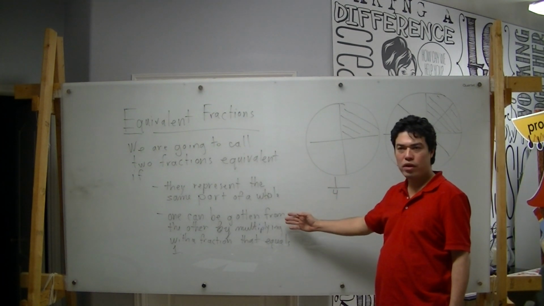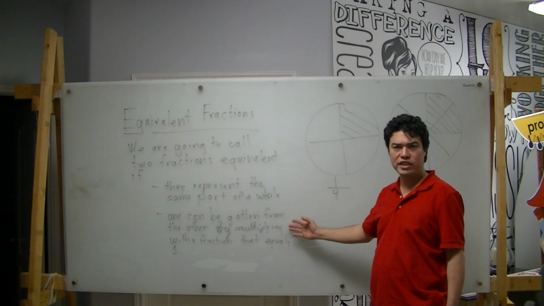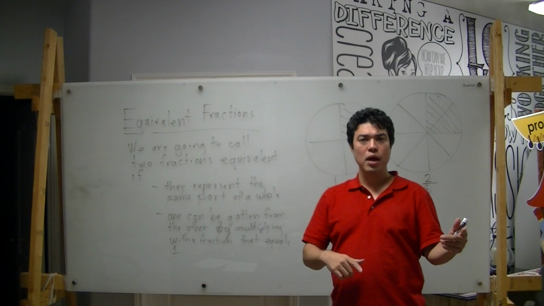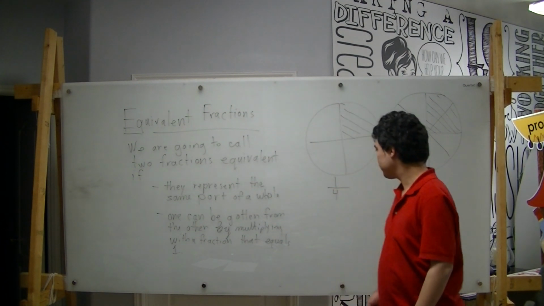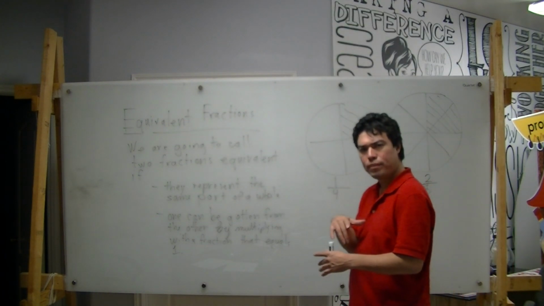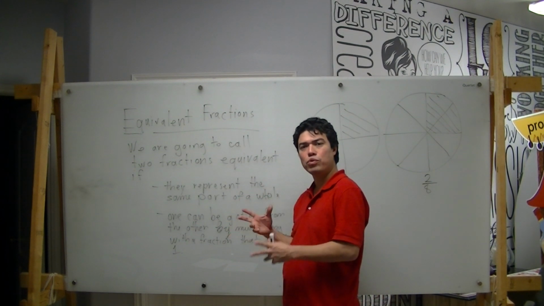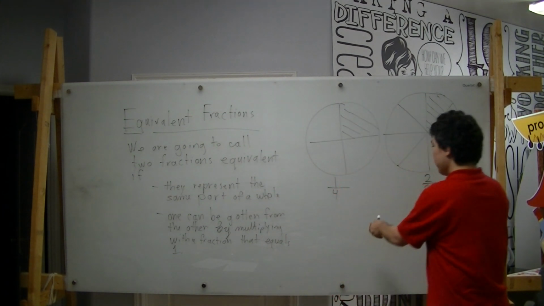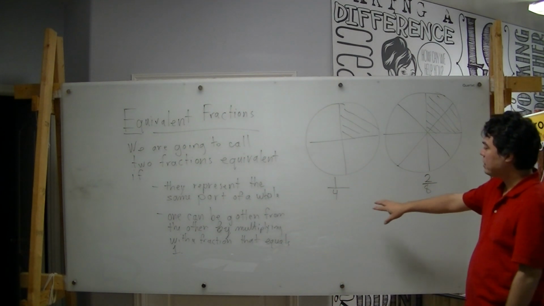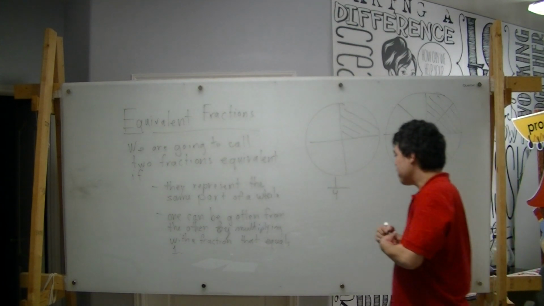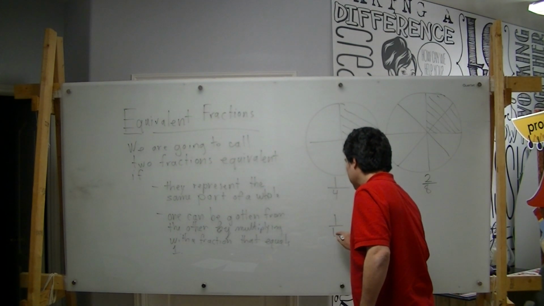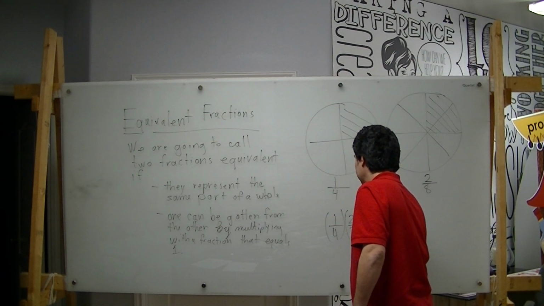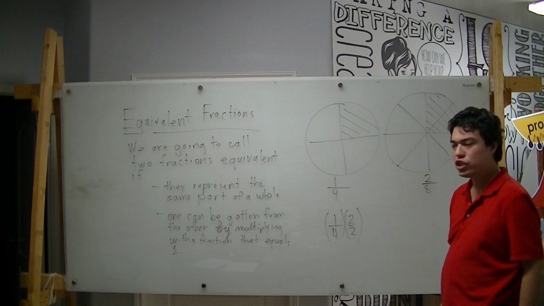But also, it helps us to have another way of characterizing equivalent fractions. That is, that we can get one from the other by multiplying by a fraction that equals 1. We remember from before the important fact that a fraction is equal to 1 if it has the same numerator and denominator. In this case, if you notice these two fractions, what happens if I multiply the fraction 1/4 by the fraction 2/2? What happens if I multiply these fractions?